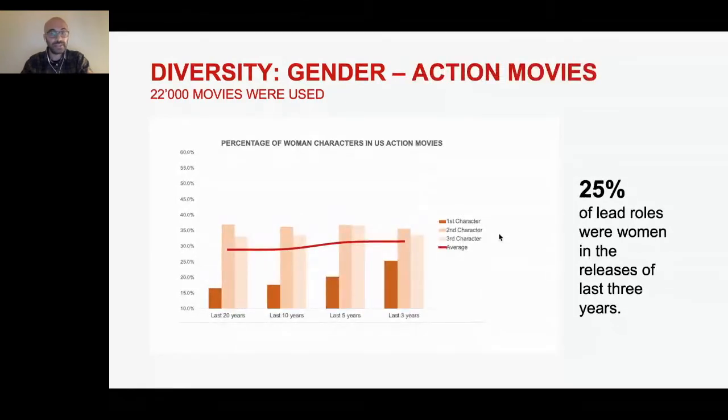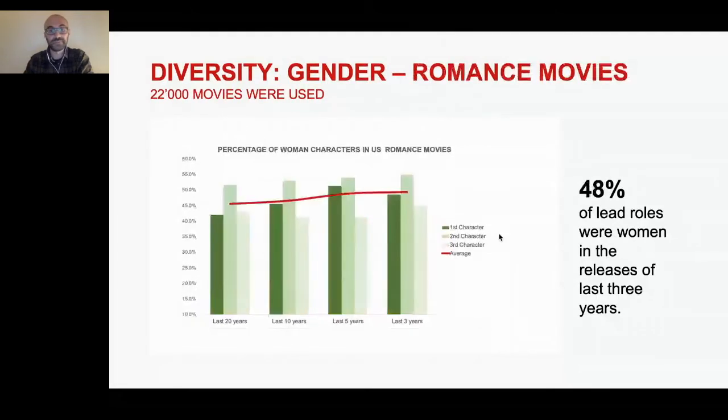And then the other interesting thing is that these differences, as you can expect, are very high when we look at specific genre films. Here you see the results for action movies. The representation of women in lead roles was around 15% if you take the 20-year average. And the last 3 years average is around 25%. It has almost doubled. But again, we don't see that change for the second and third characters, which makes the average change very conservative.